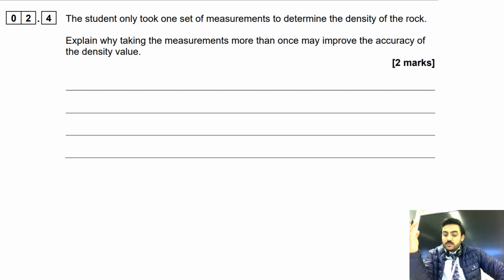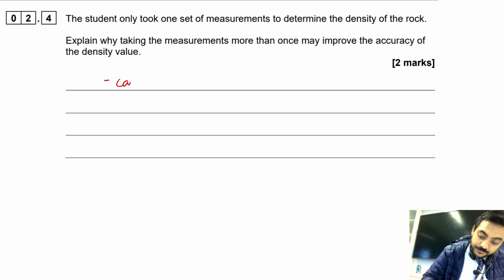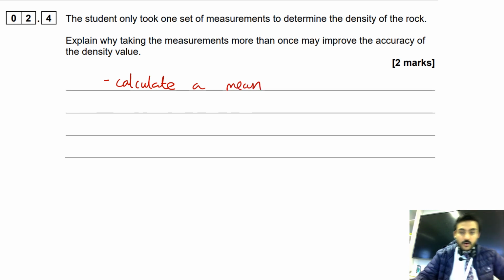Question 2.4 says the student only took one set of measurements to determine the density of the rock. Explain why taking measurements more than once may improve the accuracy of the density value. It already tells you that accuracy can be improved by taking multiple measurements. Why? We can calculate a mean. Taking multiple readings, add it all together, divide by the number of readings that you have, and a mean value will be better than just your one value.